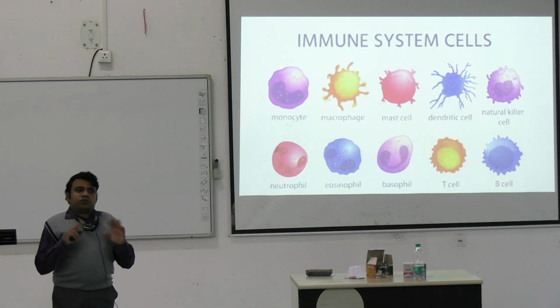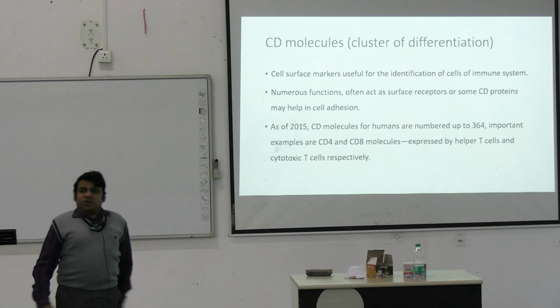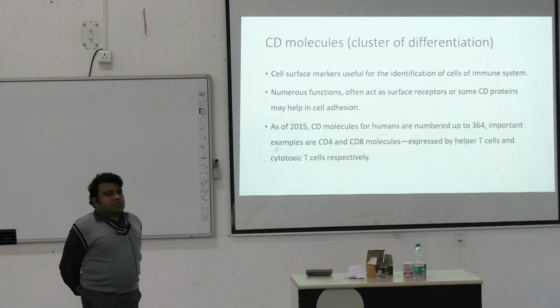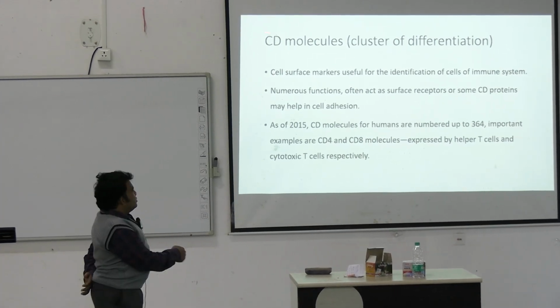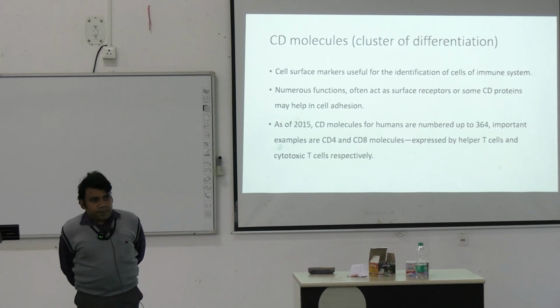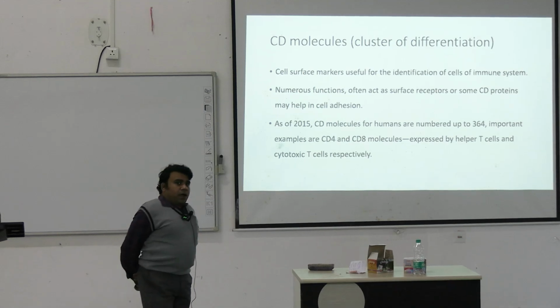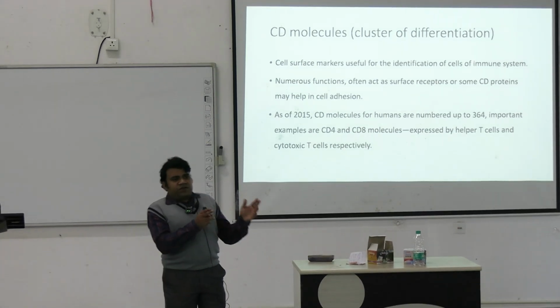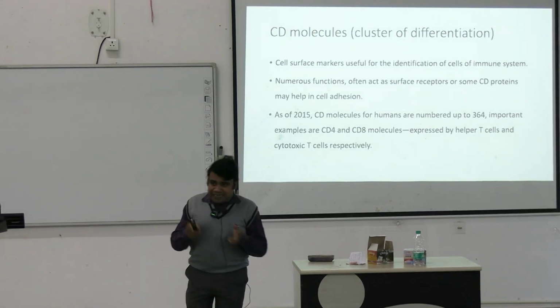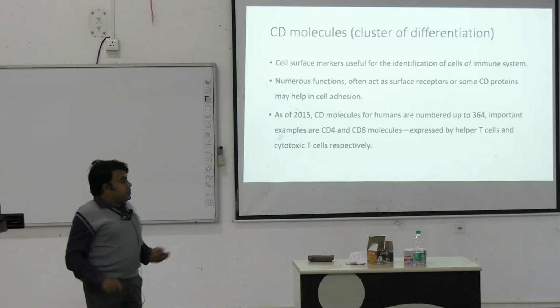Till now we have discussed the various organs. Now look at the cells. Before discussing the cells, you must understand this. This is called the CD factor, or cluster of differentiation. These are proteins that are present on all lymphatic cells, and these proteins are different for different sets of cells. By these CD markers, we can differentiate various cells.